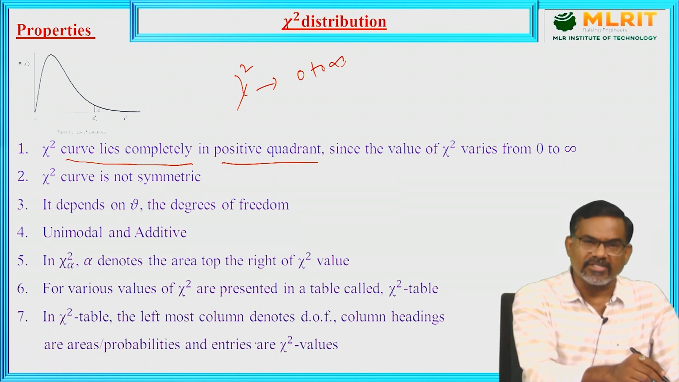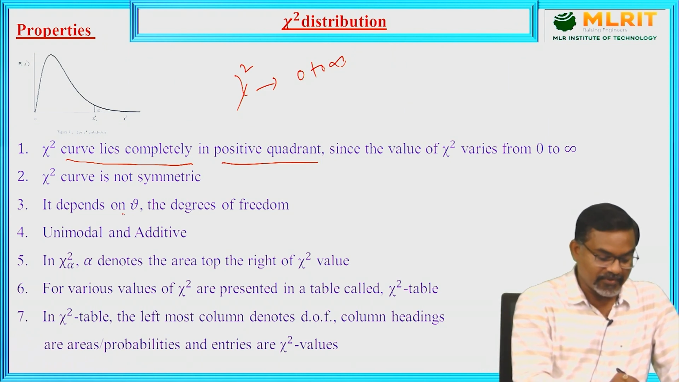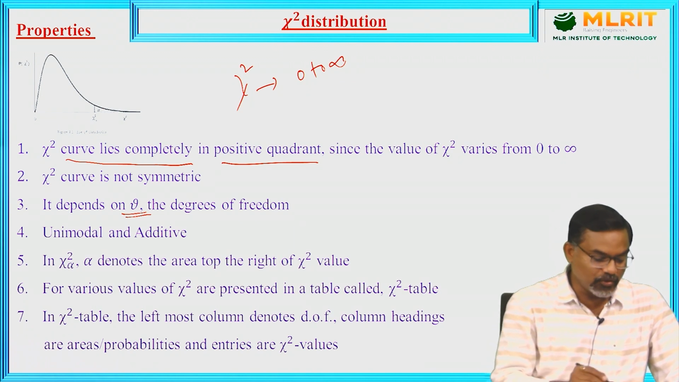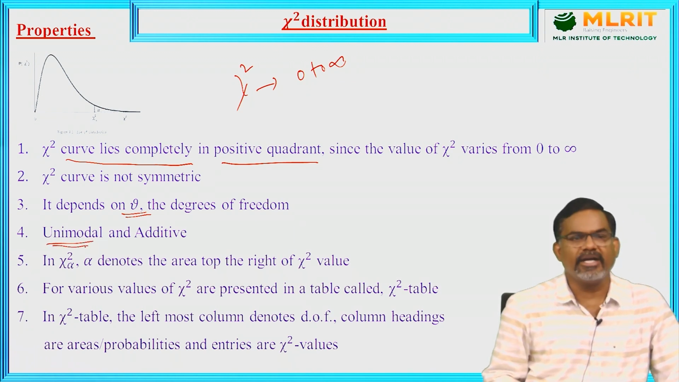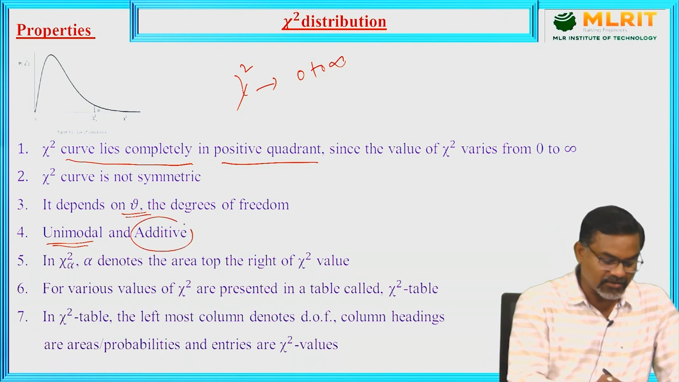The chi-square curve is not symmetric, as it is completely in the positive quadrant. It depends on nu, the degrees of freedom. It is unimodal and additive. Unimodal means the mean, median and mode coincide for a chi-square distribution. And additive, chi-square is additive.